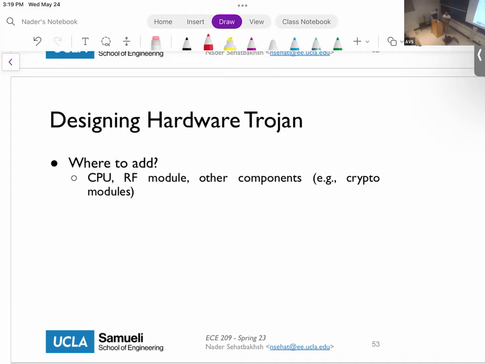Other components like crypto modules could also be impacted. So generally, Trojans could be added to any part of the system, as long as you have control over where and how your additional circuits and gates are going to be inserted. Okay, questions?